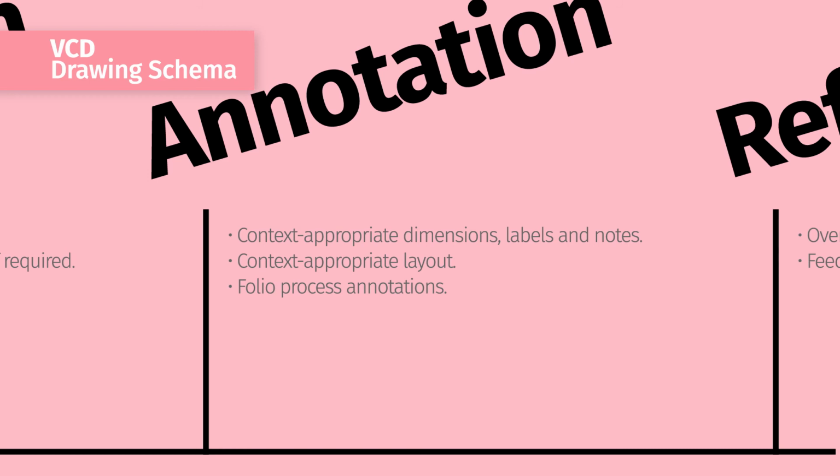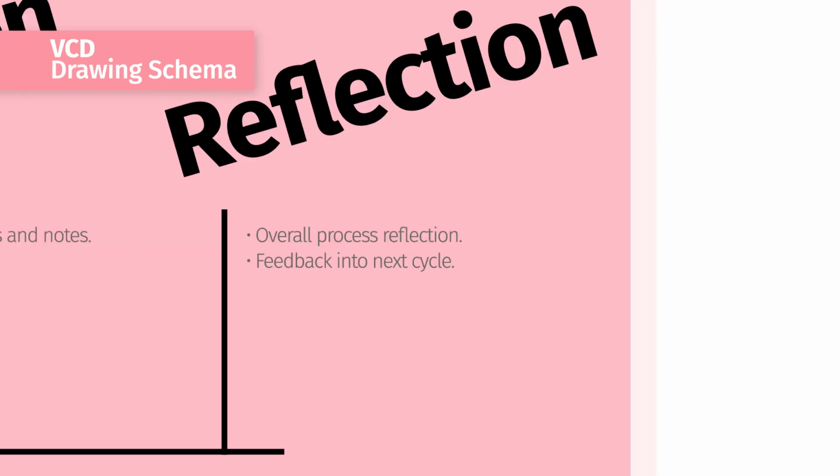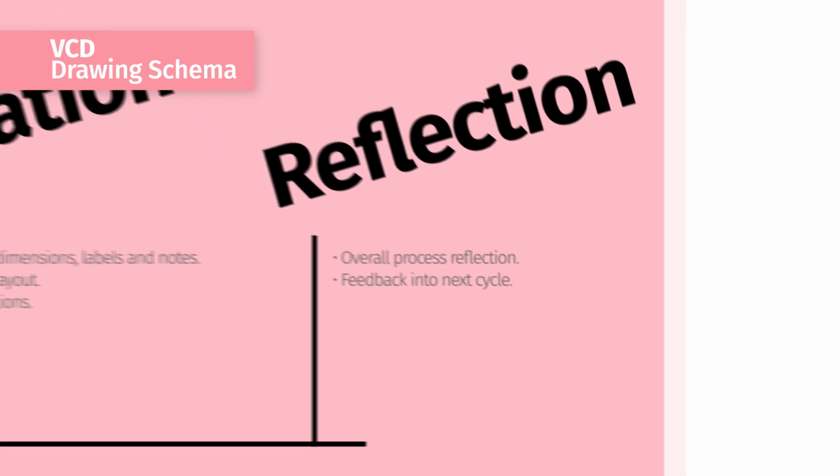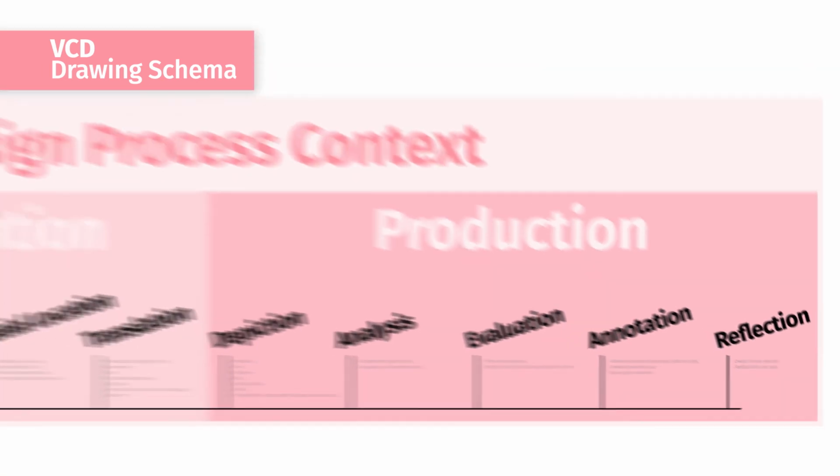And then the final stage, reflection. So a reflection on the overall process and indicating points of success and then points that need refinement, which then feed back into the next drawing cycle. So whether that's a similar sort of task or if it's a completely different drawing task, there certainly will be aspects of this process which students can take into their next drawing activity. So yeah, there you have it. That's a VCD drawing schema.